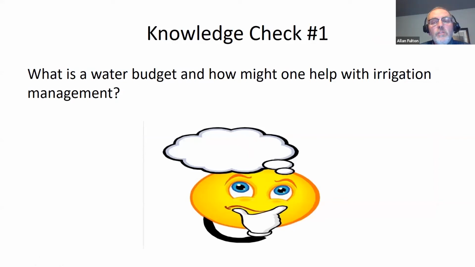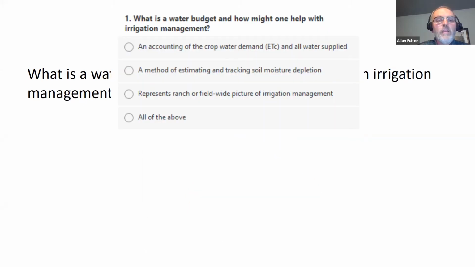Okay, so along the way here, to keep us all thinking and do time checks a little bit, I've got four what we call knowledge checks. So we're going to run a poll right now. The question being considered is, what is a water budget and how might one help with irrigation management?